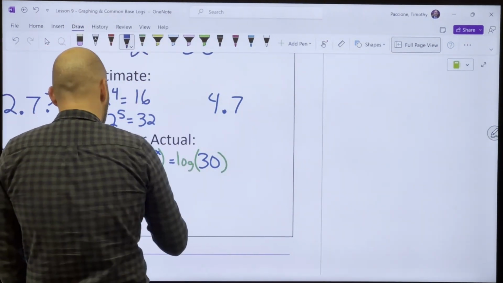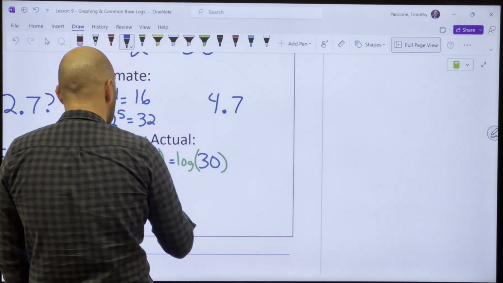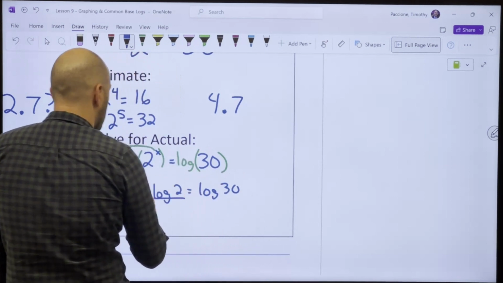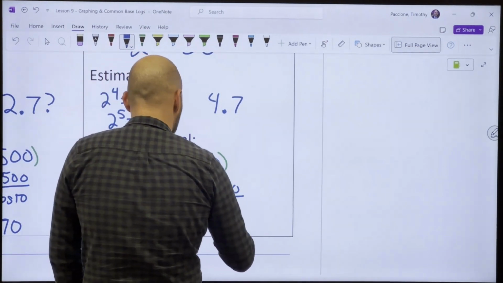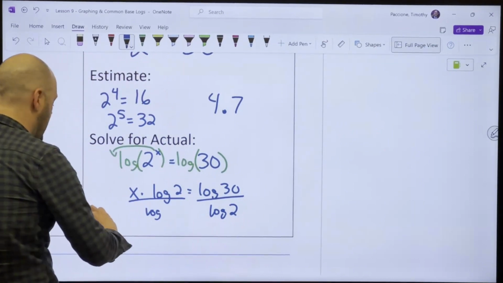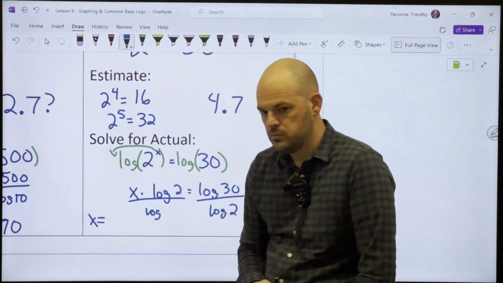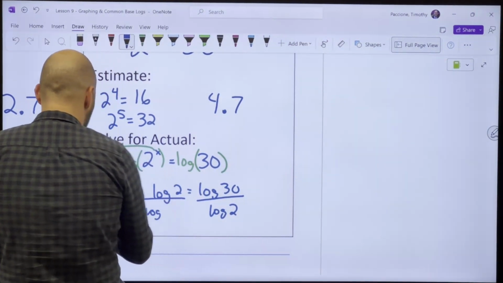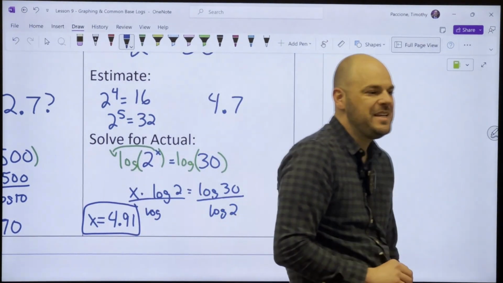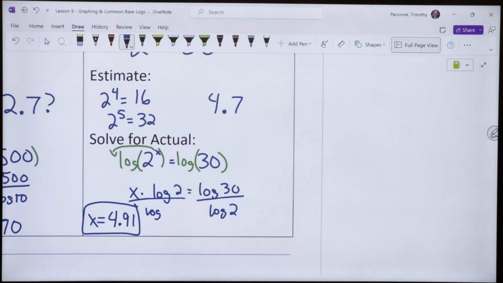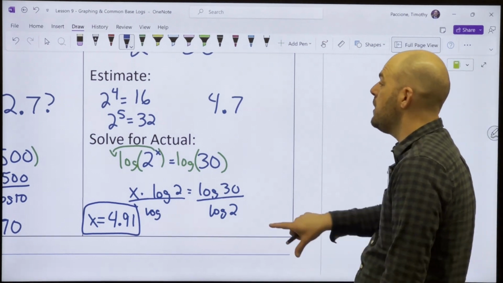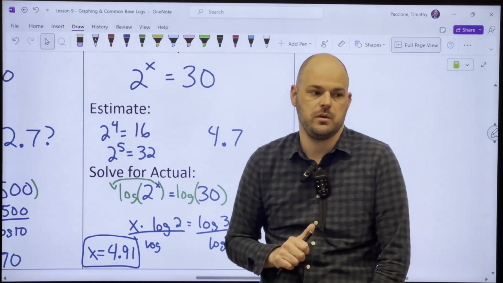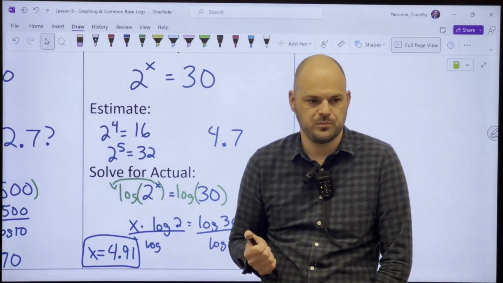And I get x times log of 2 equals log of 30. Divide by log of 2, and I get x equals 4.91. Wow, we were way off. But not really. 0.2, that's not that far off, right? We had the general idea, high 4. Now, to check your work, you could go 2 to the 4.91, and you should get really, really close to 30, but not exact because we rounded, right?